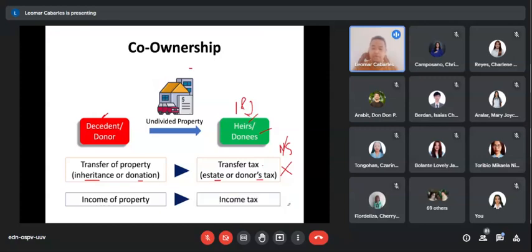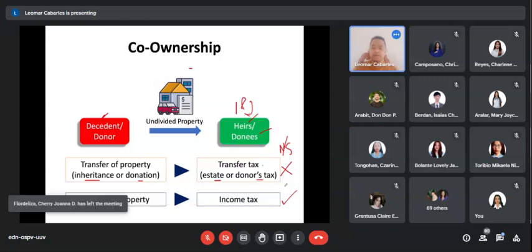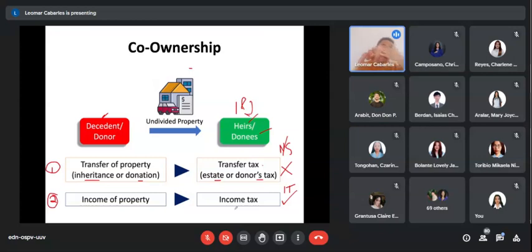Kasi subject yung income na yan sa income tax. So dalawa yan. Don't worry about the number one. Next semester yan na subject. Our subject is the number 2. Ang pinakatanong dito, class, yung income na to, sino ang magbabayad?